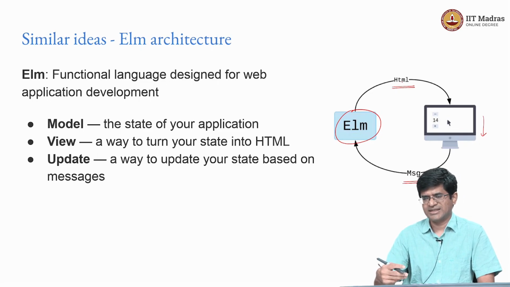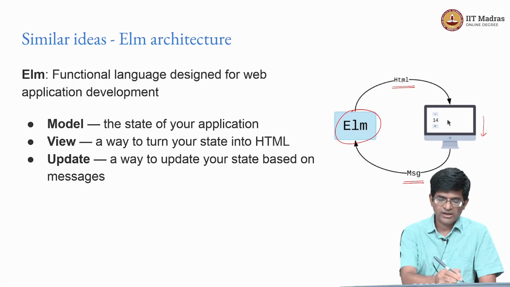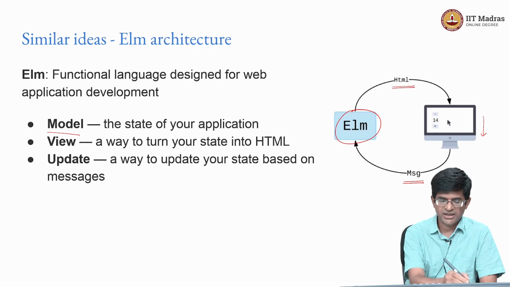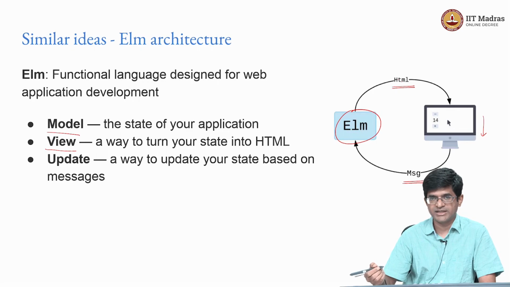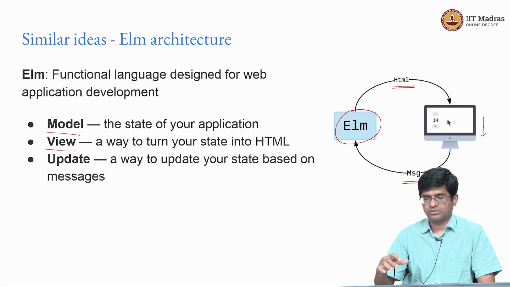In other words, it's what we have been drawing before, state, view, action, but simplifying it even further. Essentially, you just have a view and a state and they communicate between each other by messages. So this is probably the simplest that you can do for getting this entire structure in place. You have a model which has the state of your application, a view which is a way to turn your state into HTML, and a message which is a way to update your state based on sending messages back from the view to the model. So keep this in mind.